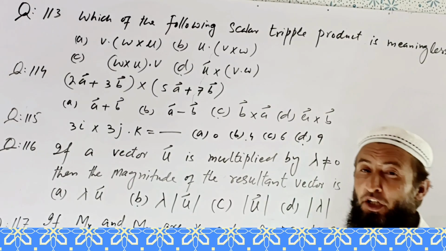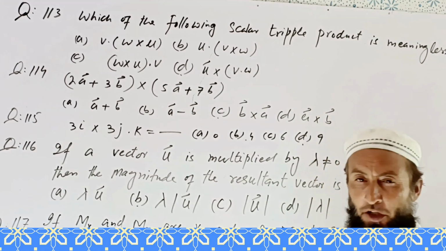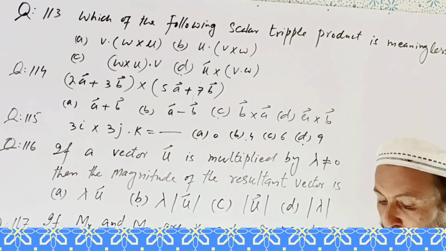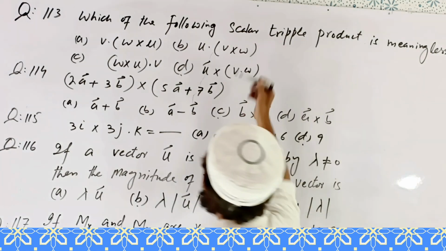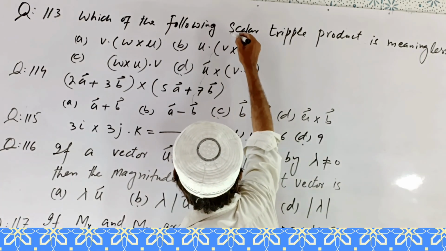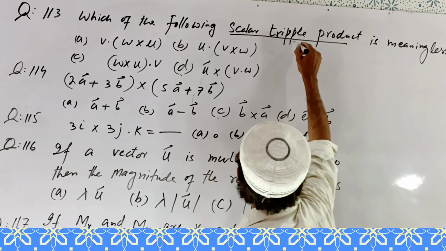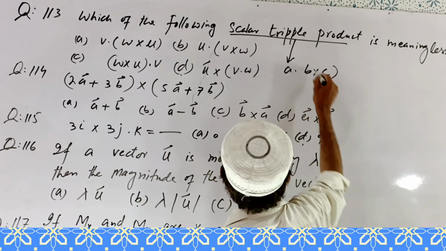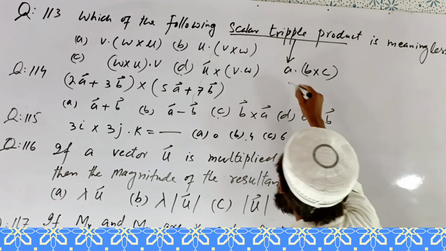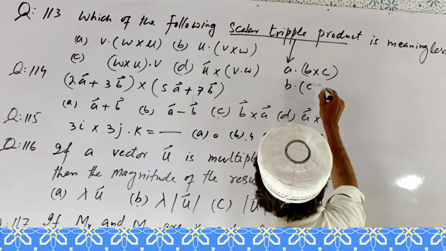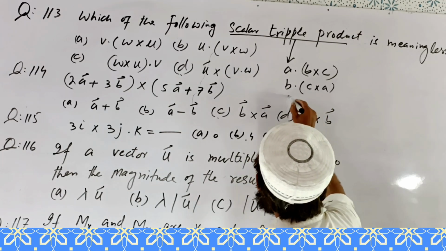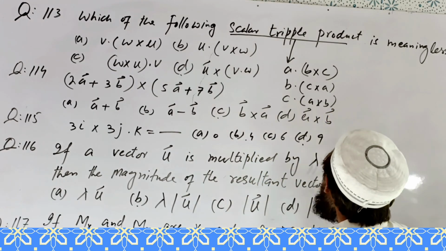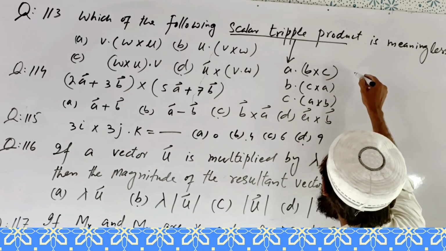Triple product is meaningless. Meaningless means that it is completely wrong according to the definition of scalar triple product. Scalar triple product, according to the definition we have already discussed, we can write A dot B cross C, or B dot C cross A, or C dot A cross B.